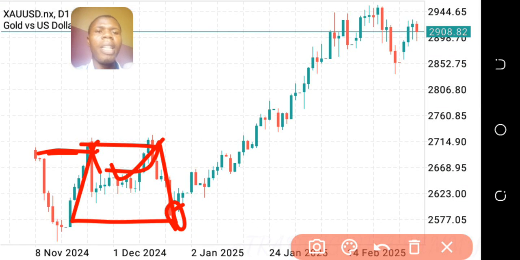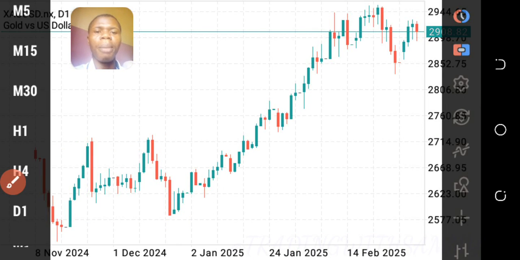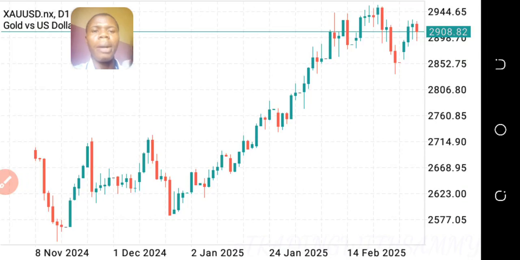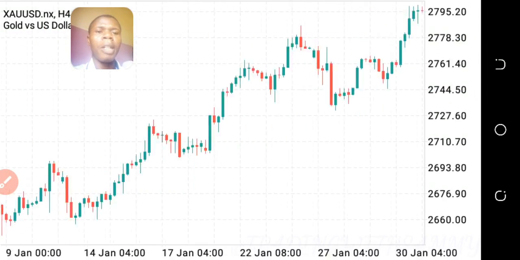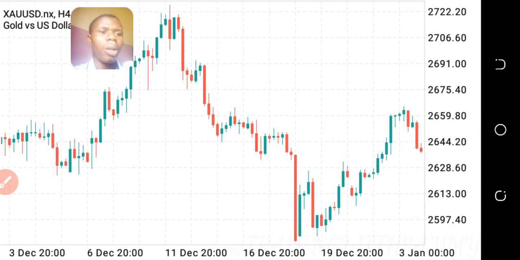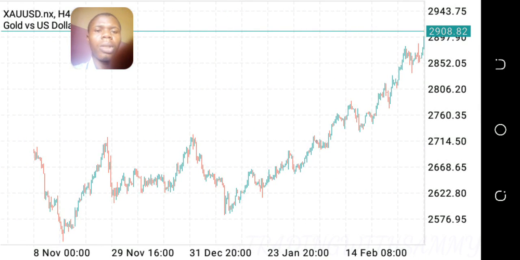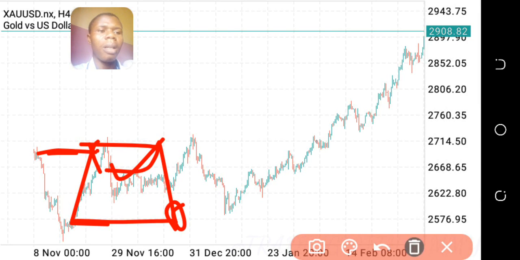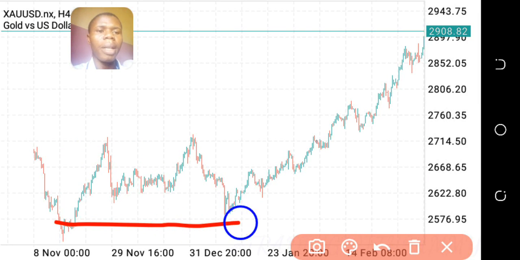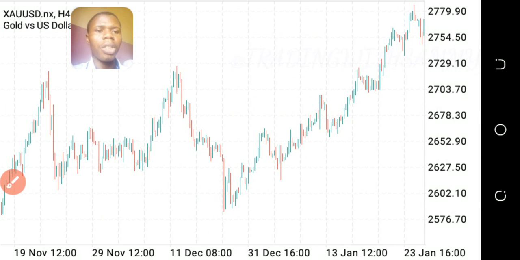Now before it gave us an entry, we cannot really understand this in the daily. What we want to do is to go down to the lower time frame. Let's go to 4 hours and see what happened. Okay, this was it. So price came down here. This was a change of character here. Let's zoom it out so that you see it clearly. This was a change of character here.